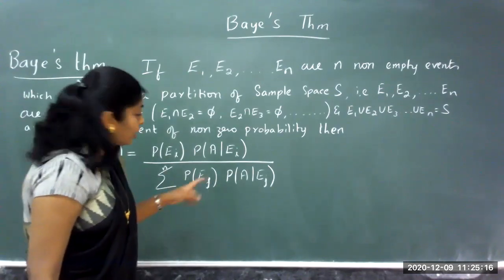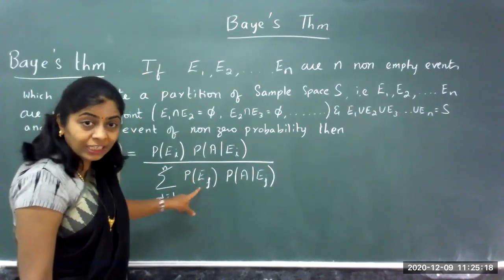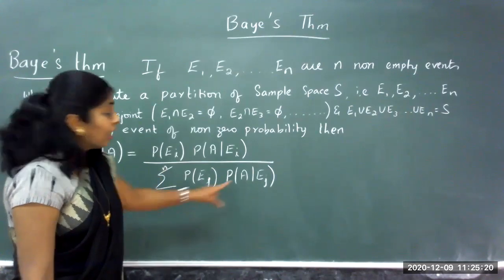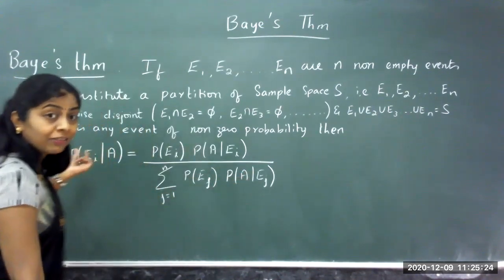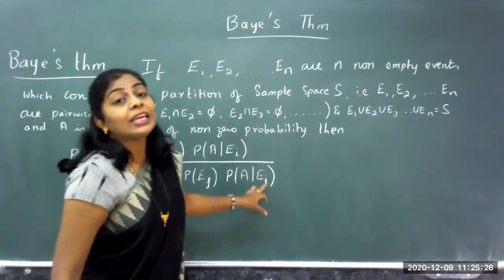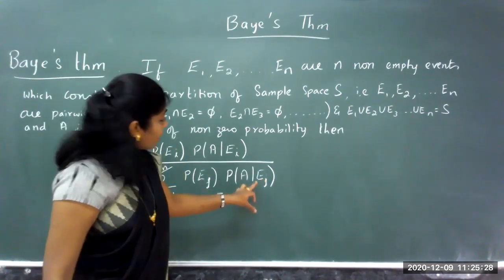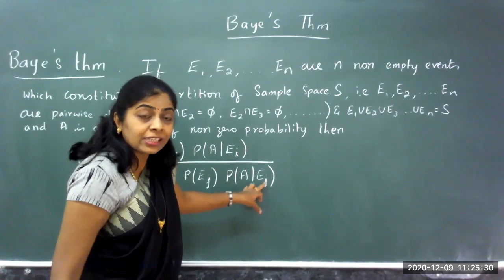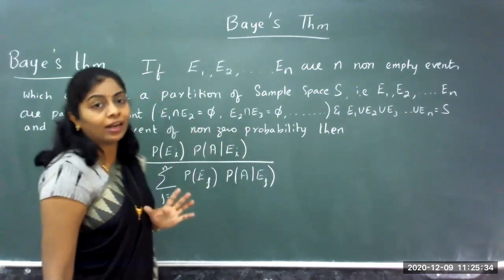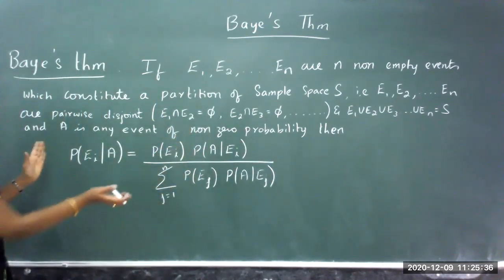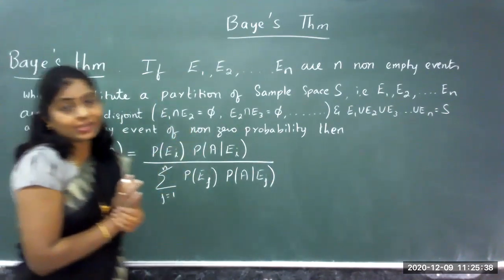What is the summation including? The probability of Ej, where j stands for 1, times the conditional probability of event A, the other event I consider, when event Ej has already occurred. When I consider E1, E2, E3, and so on up to EN, this event has already occurred. So this is the formula I have in Bayes' theorem.